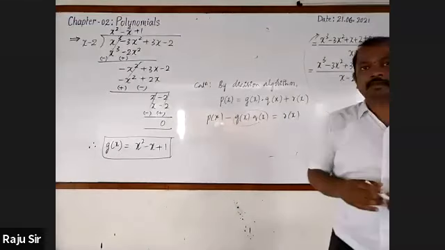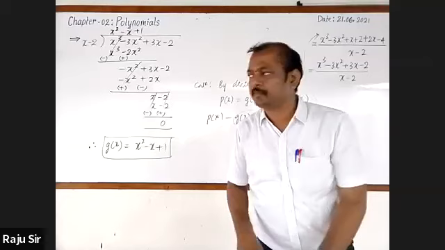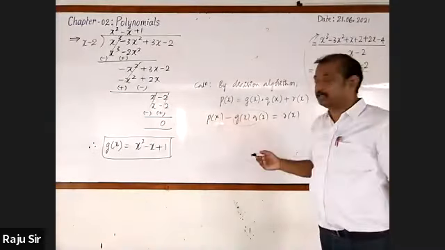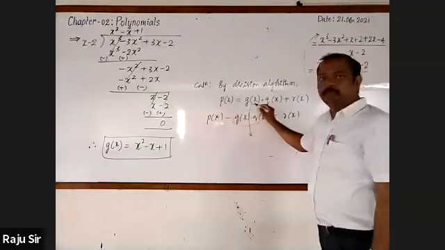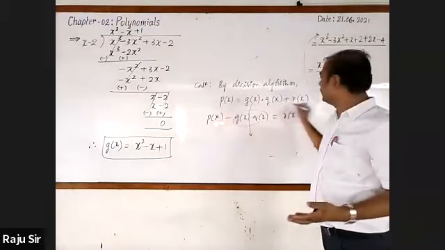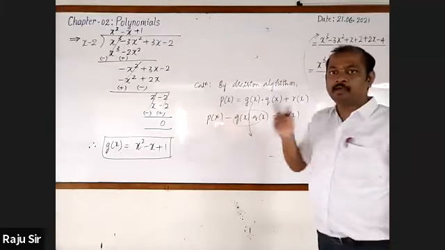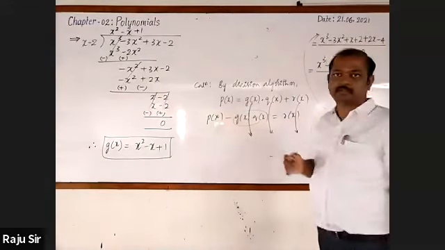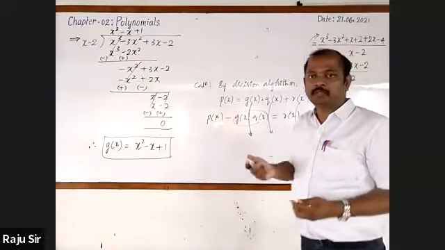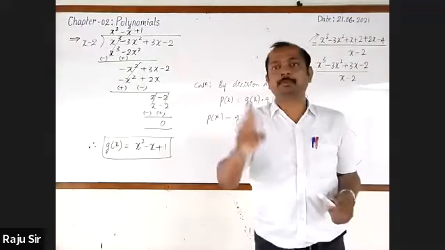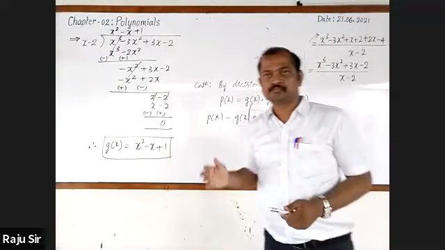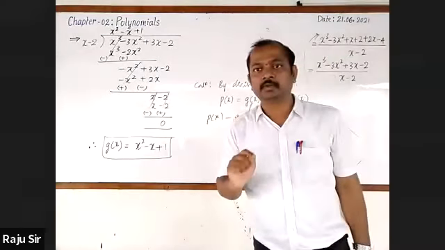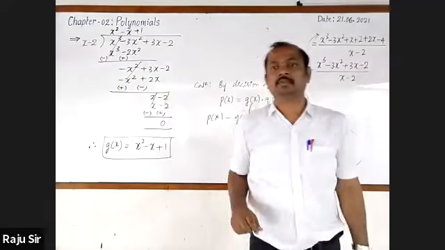If q of x has to be found out, or p of x, it is very simple. Multiply g of x and q of x, then add that to the remainder, and p of x comes. Obviously they will give g of x, q of x, and r of x. If one term has to be asked, three terms must be given. Followed? Have you understood? Say yes or no.